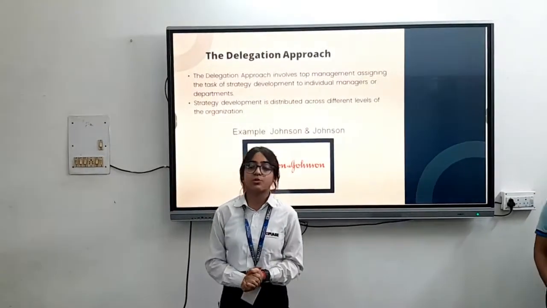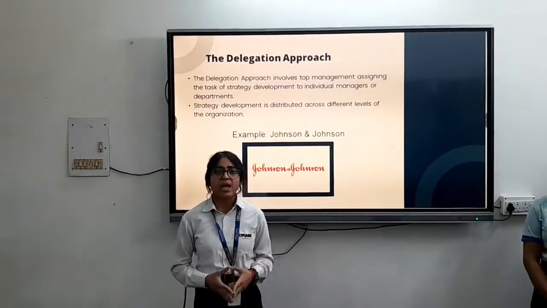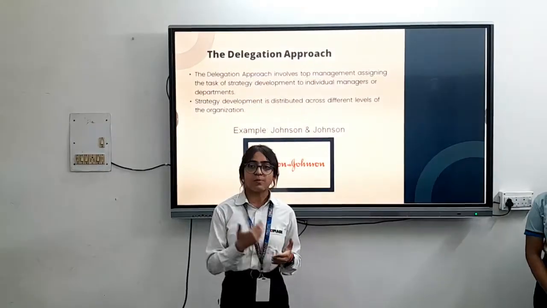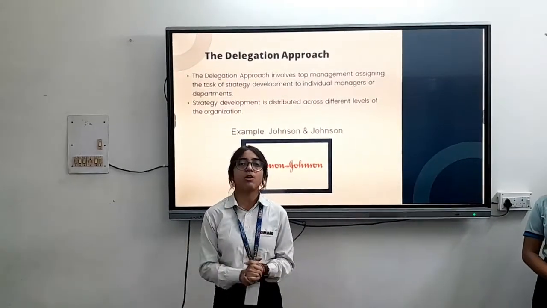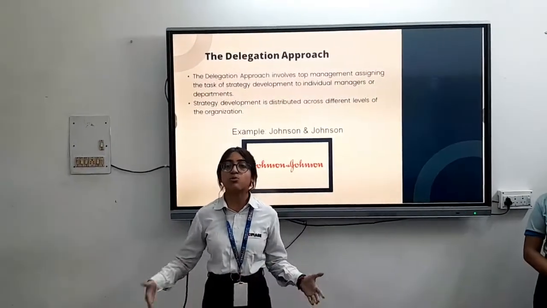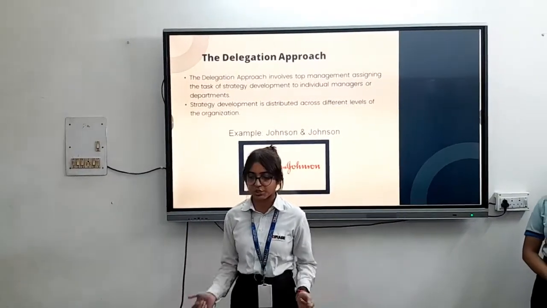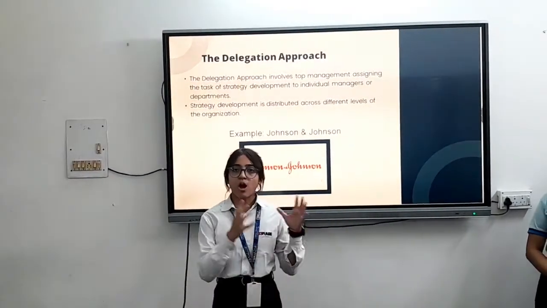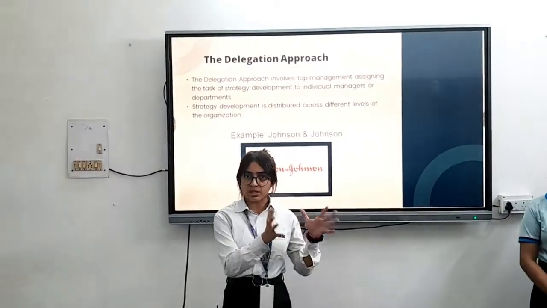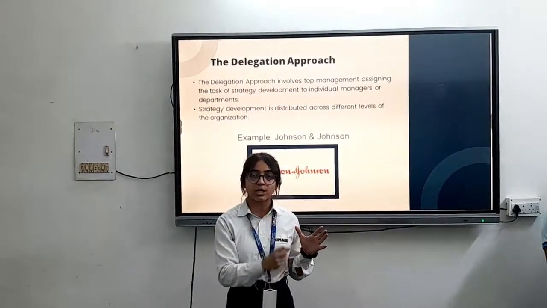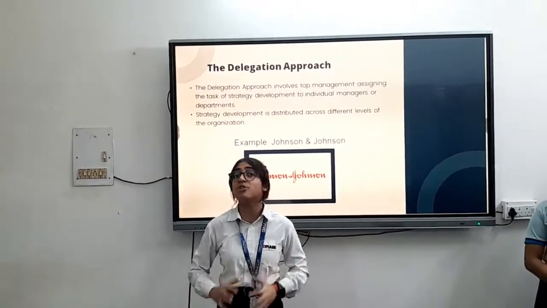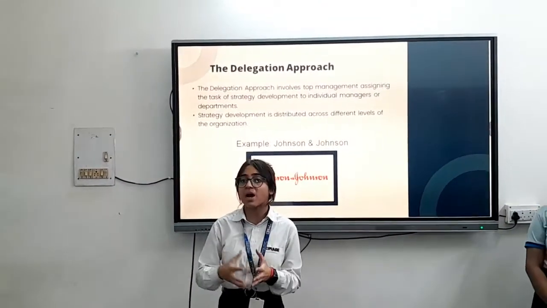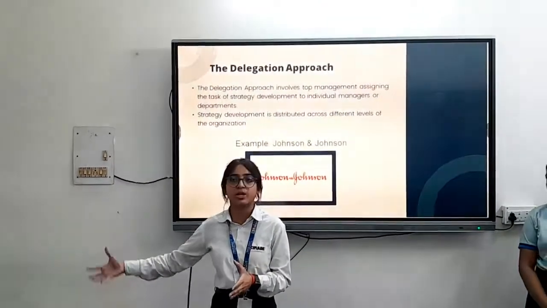The second approach that I am going to discuss is the delegation approach. As the name suggests, the authority of strategy formulation is passed down to all levels. Here, the top management sets one single purpose and then delegates the authority to second or third line managers to formulate schemes of their own and pass down the responsibility to their subordinates.